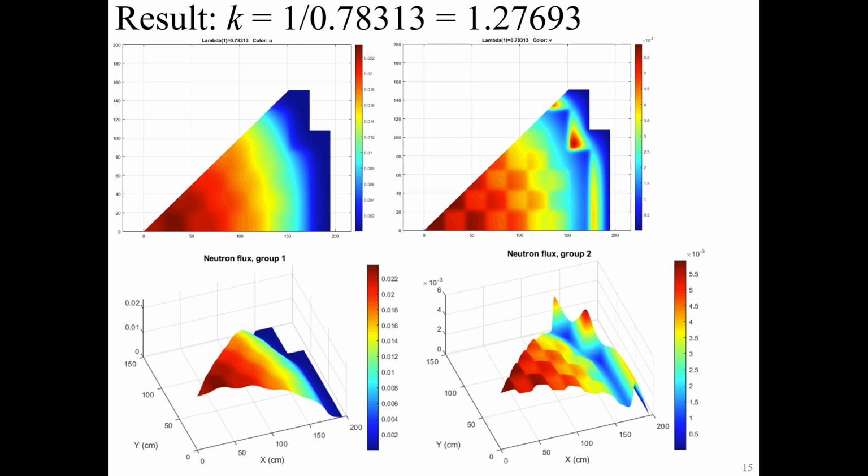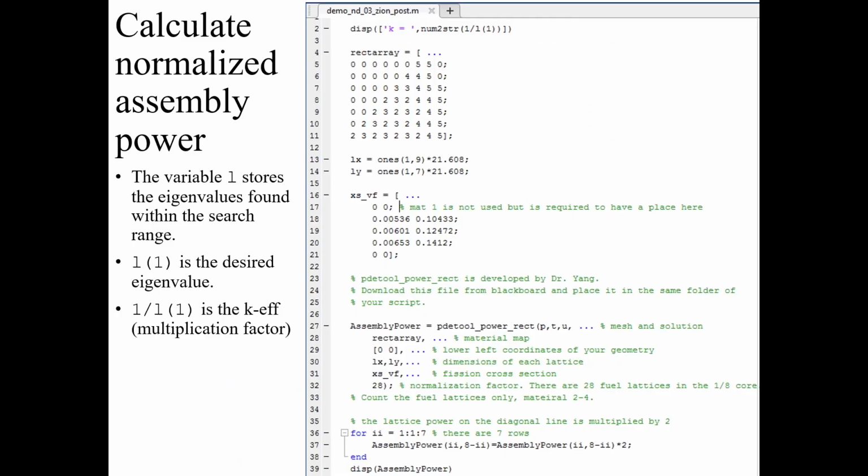Next, we will calculate the assembly power. First, we display the eigenvalues. We display k equal to num2str of 1 over L1. The variable L stores the eigenvalues, and we only use the very first eigenvalue, the smallest one. Then you get the largest k.